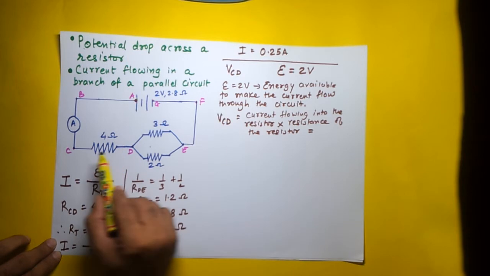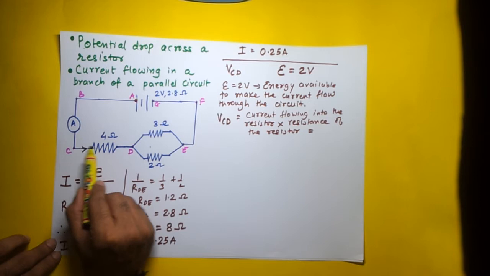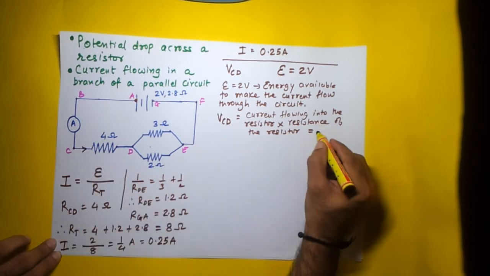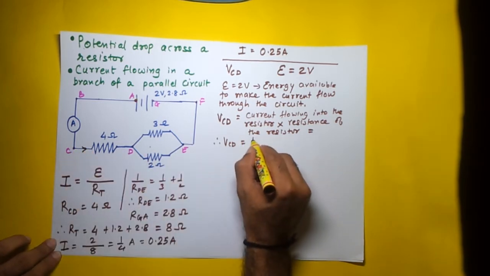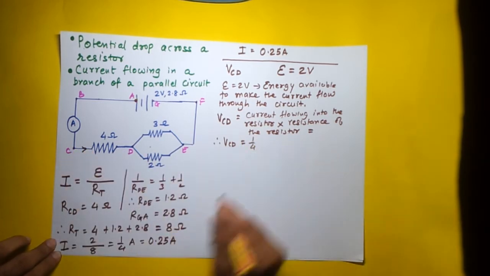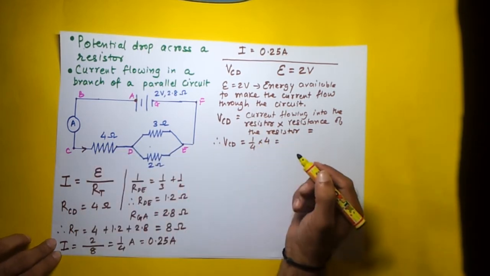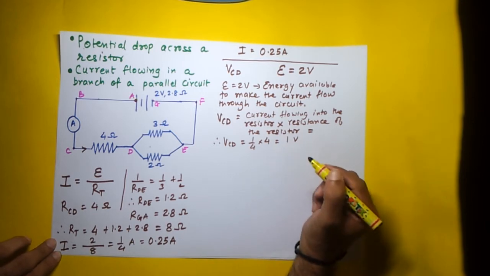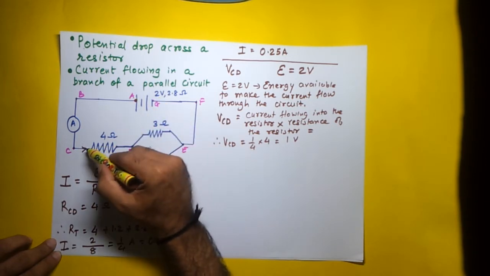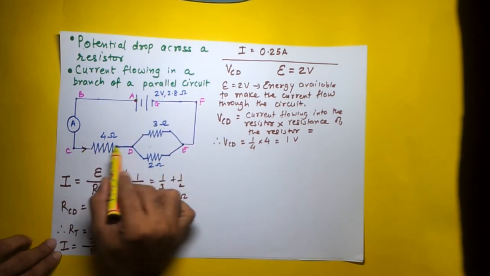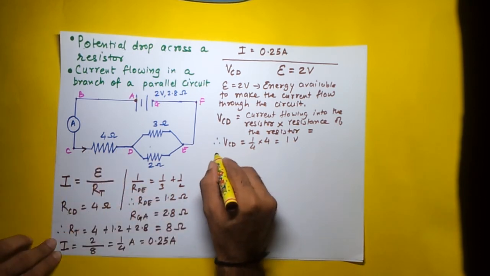For calculating the potential drop across VCD, I have to multiply the current flowing into this resistor, the current which gets into this resistor, and the resistance, right. Therefore VCD will be, the current flowing into this resistor is 1 upon 4, 0.25, multiplied by the resistance, which is 4, so 1 upon 4 into 4, that will give me 1 volt. That means out of this 2 volt, 1 volt has been used to make the current flow through the 4 ohm resistance, right. That is the potential drop across this resistance. Similarly, let us calculate VDE.